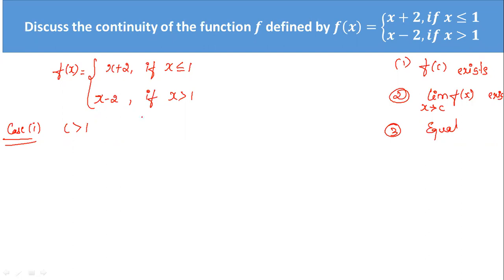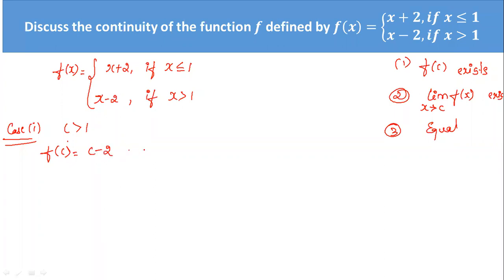x greater than 1 we have to check. So x greater than 1 is x minus 2. Whenever your value is greater than 1, if you are taking a real number which is greater than 1, then f of x is defined as x minus 2. So you have to use the second definition. So that is nothing but f of c. So f of c is equal to c minus 2.